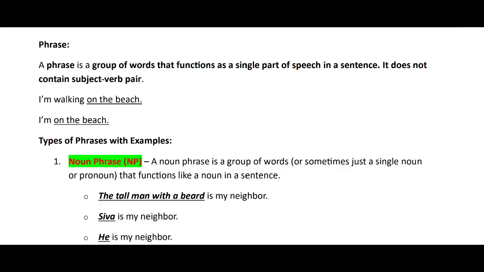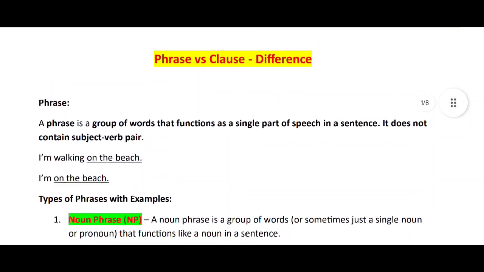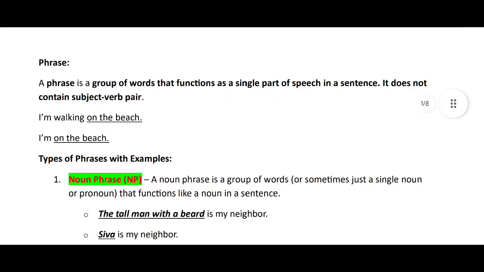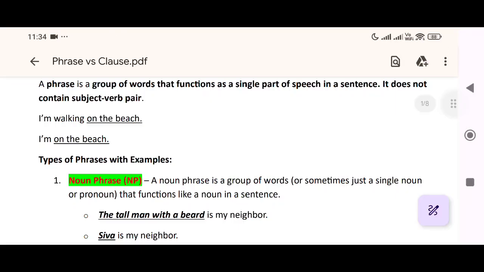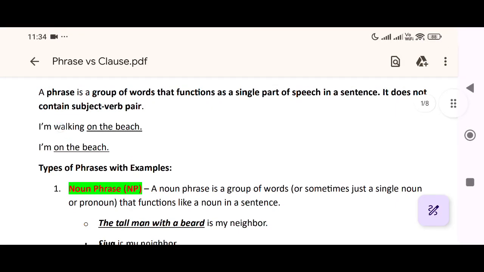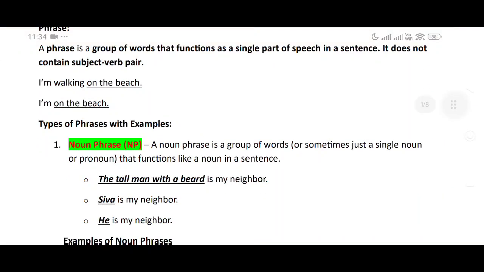We know as per the definition, whenever a word modifies an action, that is called an adverb, right? Here also, on the beach, this group of words is modifying the action walking. So we can call this group of words an adverbial phrase. Let us move on to the second example.